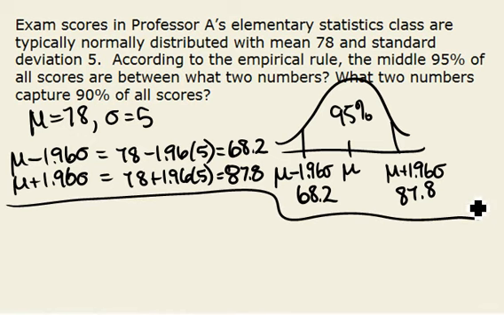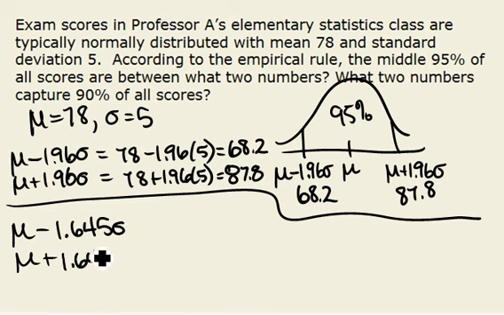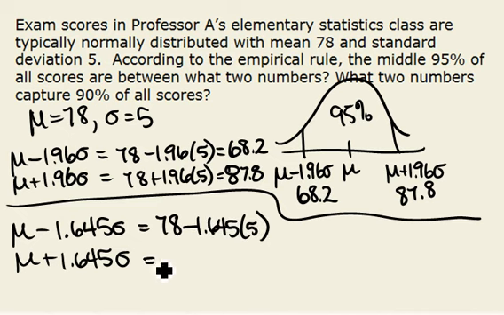Now we want to do the same thing but with 90%. And the empirical rule tells us that that happens when we take our mu and do increments of sigma at 1.645. So we will take mu of 78 and subtract 1.645 times sigma of 5, and we'll do the same thing, 78 plus 1.645 times 5.